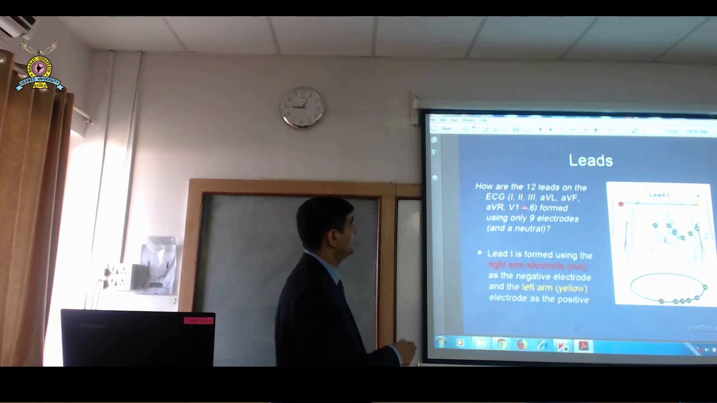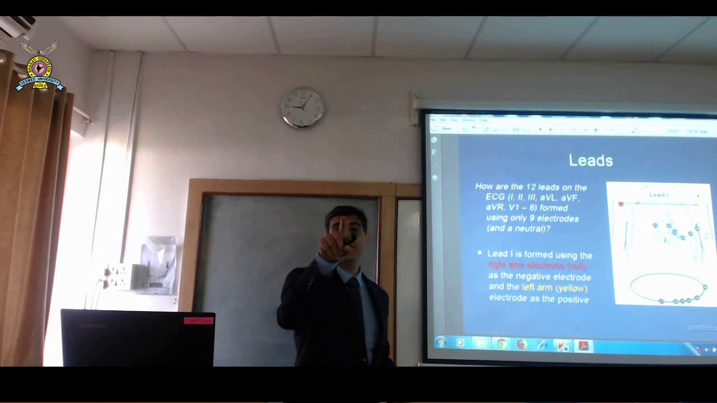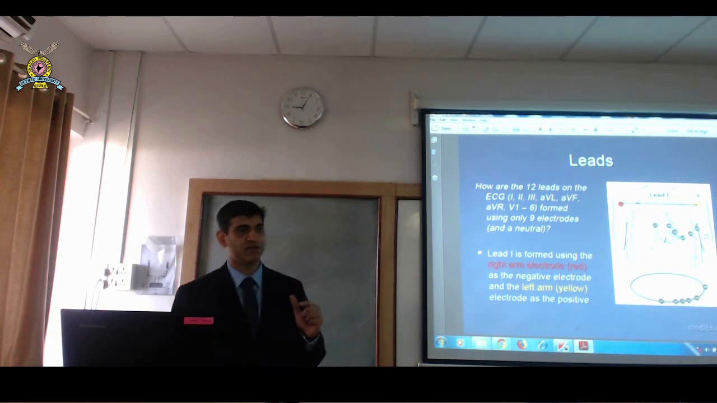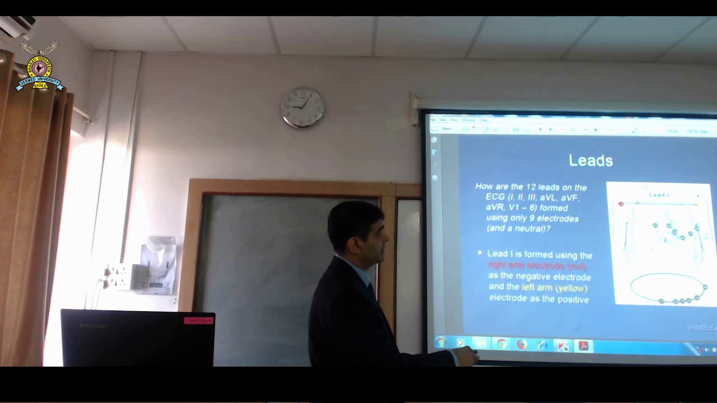You have got these leads, right? They are formed using only 9 electrodes and a neutral. How is that possible? Now, how is lead 1 formed? I told you about that diagram where the electric signal is traveling in one direction, right? So for lead 1, you have the left arm electrode acting as a positive electrode, the right arm acting as a negative electrode.